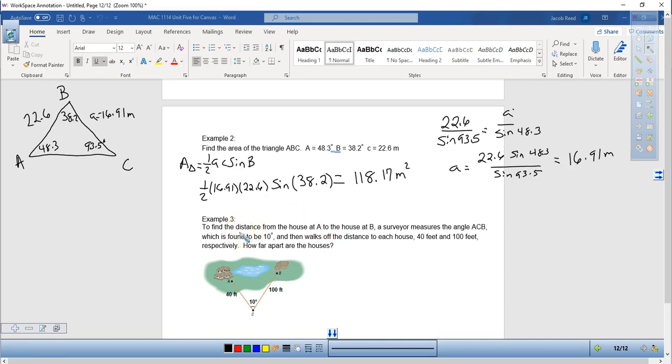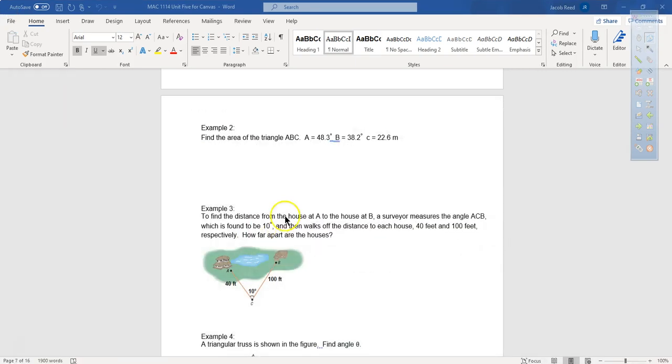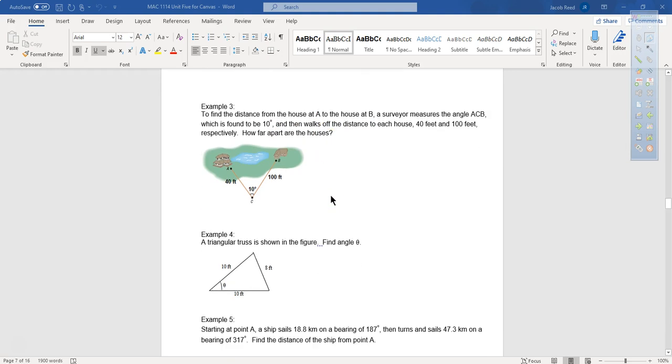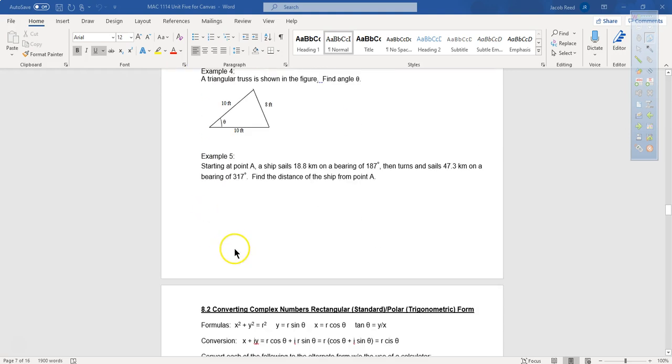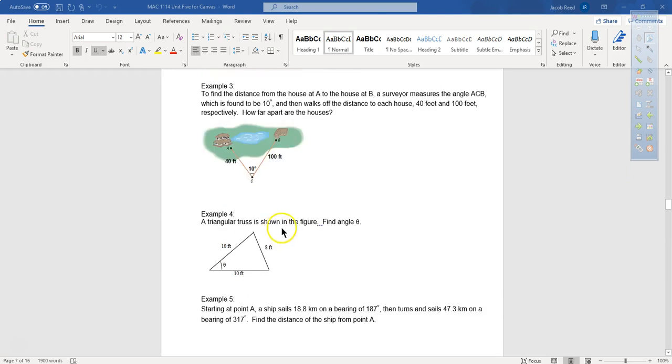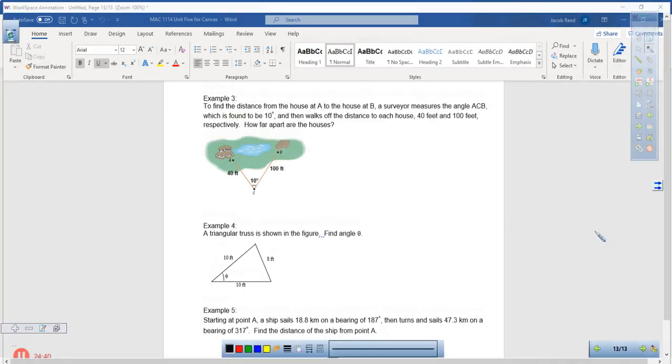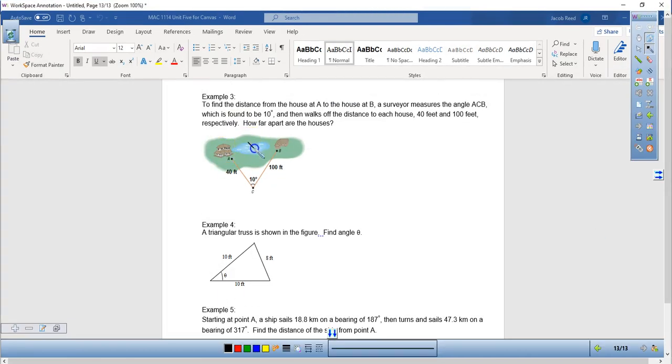Okay. Example 3. So we've got example 3, 4, and then 5, and then we are done. So example 3. We want to find the distance right here, which is really little c. Okay, we know that angle C is 10 degrees. We know that from A to C is 40, and from B to C is 100, but we don't know little c.